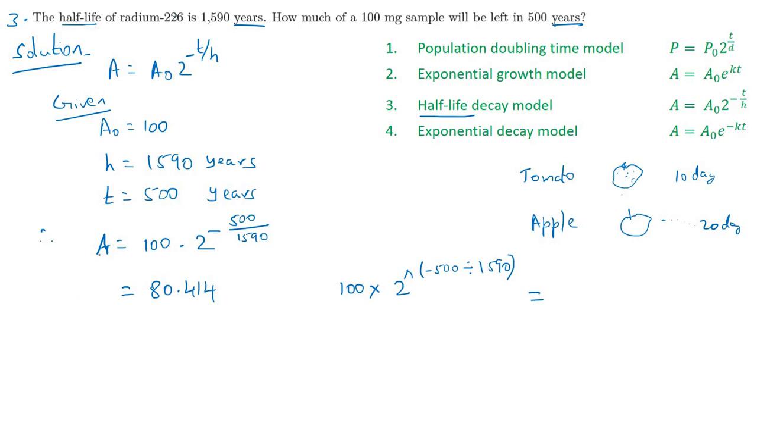See here, what are you finding? A and A naught have the same unit. What is A naught? 100 mg. So A is 80.414 mg. This much is left after 500 years. So this is in the calculator, and this is the final answer.